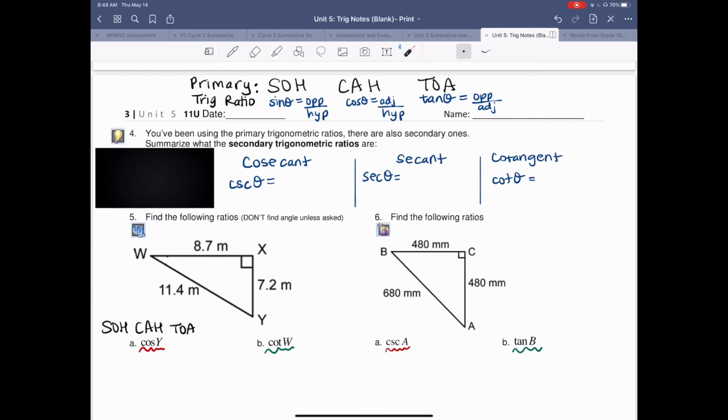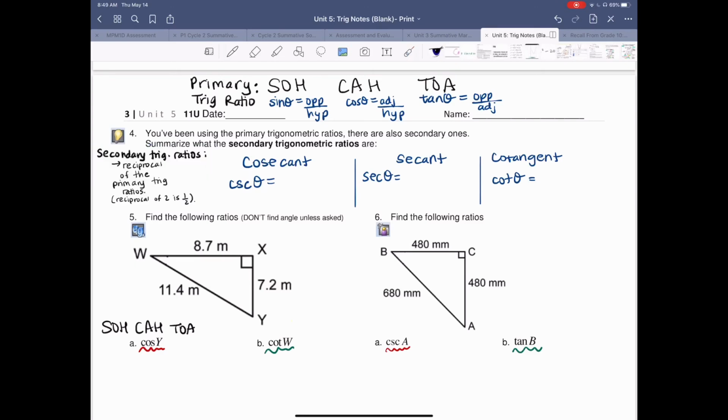Although this might look very intimidating and it looks really fancy, it's not that fancy. So what secondary trig ratios are is that it's the reciprocal of the primary trig ratios. As a reminder, what reciprocal means is that if you have a reciprocal of 2, you have the answer of 1 over 2. You basically flip the numerator and denominator, okay?